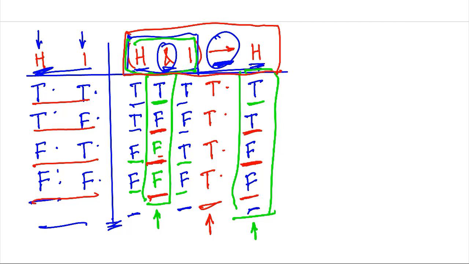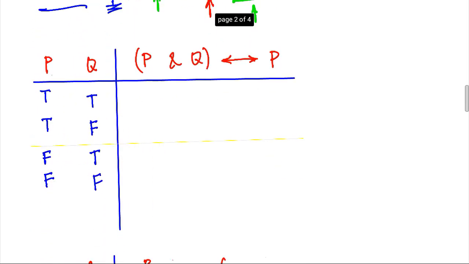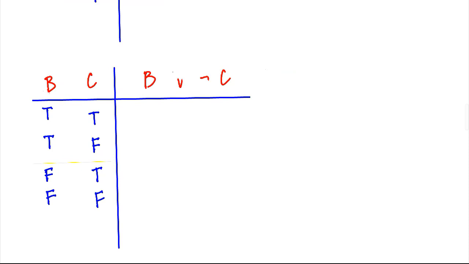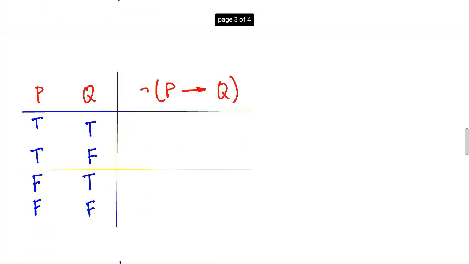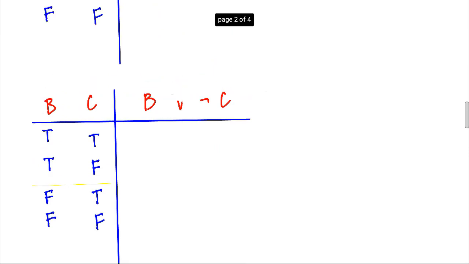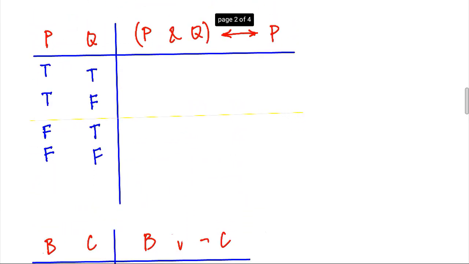In this video, I'm going to make a truth table for this sentence, P and Q, if and only if P. For this one, B or not C. And for this one, it's not the case that if P, then Q. Okay, so if you want to try them yourself, you can before you watch me do it, but I'll just get right into it.